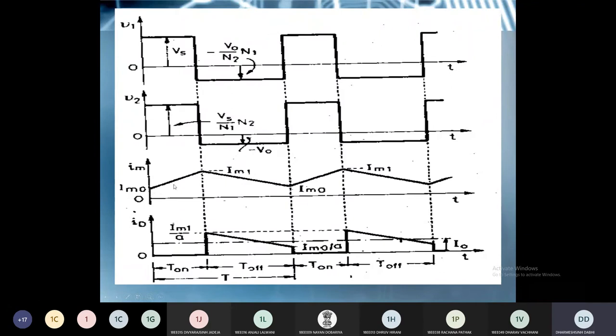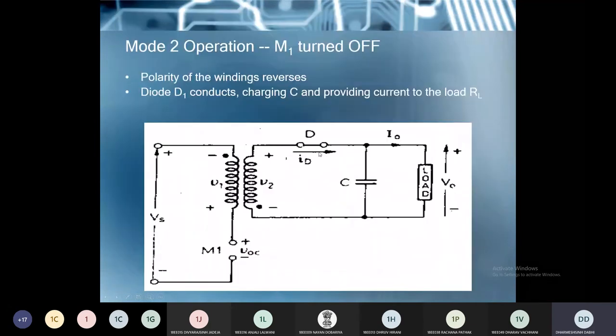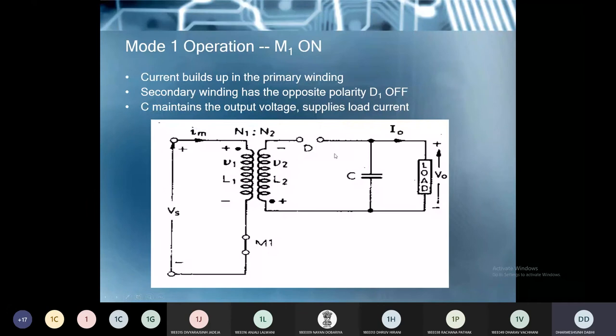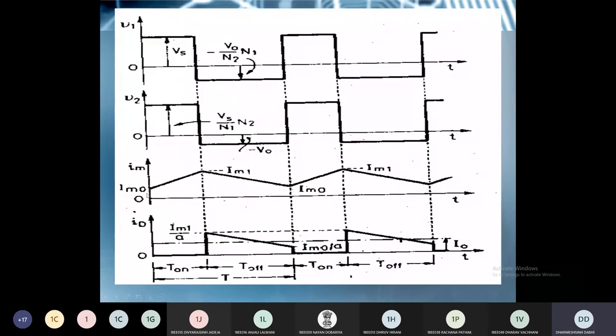And why is only magnetizing current flowing? Because you can see that the diode is in off condition, which means your load is not connected with the secondary, so it is a no load condition. In no load condition, you know that only the no load current, which is nothing but the magnetizing current, can flow through the transformer winding. Because of this, the magnetizing current, or you can say the transformer current, increases linearly in this on period of the switch.